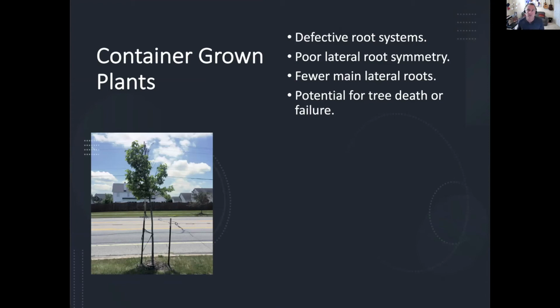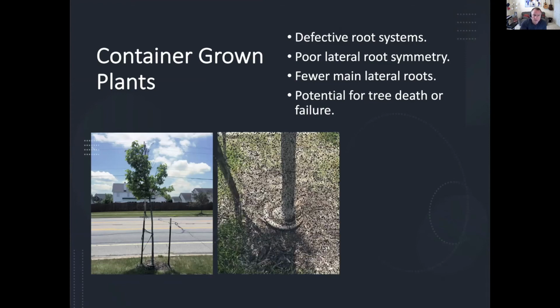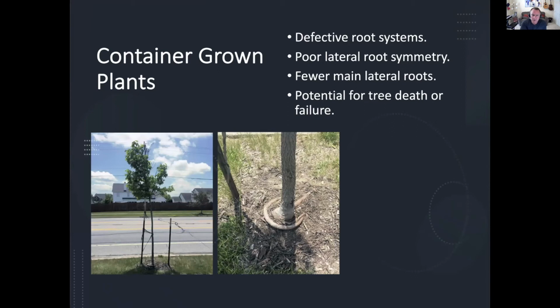Fewer main lateral roots, and basically just an increased potential for tree death and failure. This was a maple tree that was planted along a street in West Lafayette a few years ago. And this was 3 years after planting, and you can see that major lateral root, which should be laterally growing into its new host environment, continued that circling dynamic. You can see one escaped and is growing out into its new host soil.